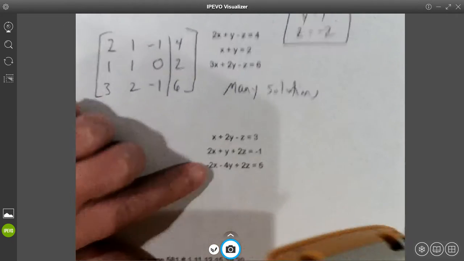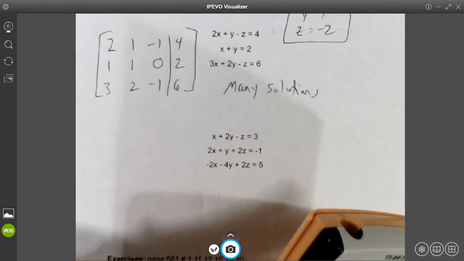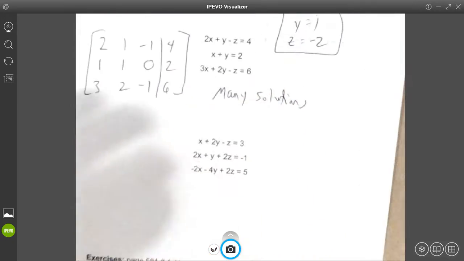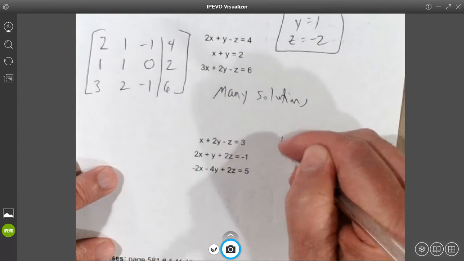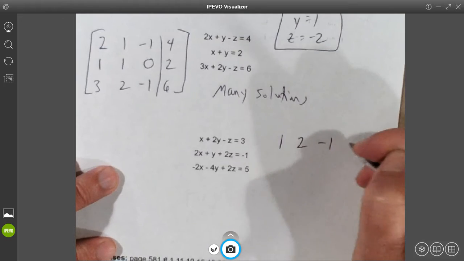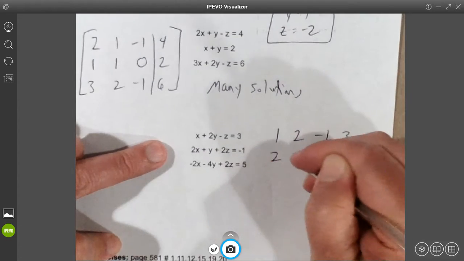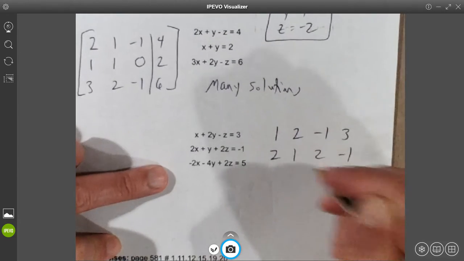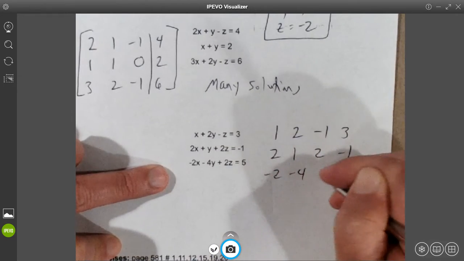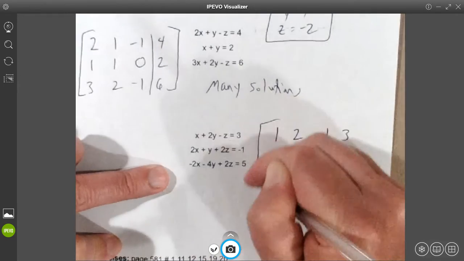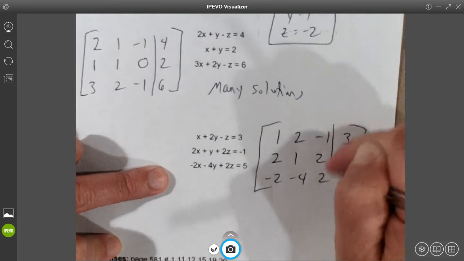Okay, so this one we're probably pretty sure is going to be a no solution, but let's see what that looks like. Okay, so here's my matrix: 1, 2, -1, 3, 2, 1, 2, -1, -2, -4, 2, and 5. Okay, there's my matrix for this system.